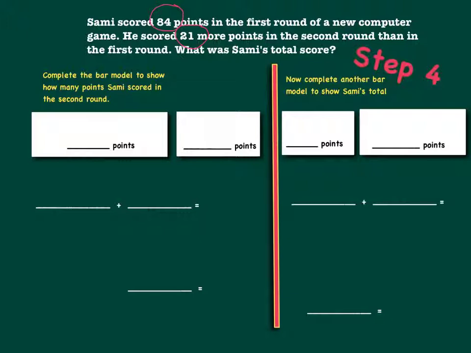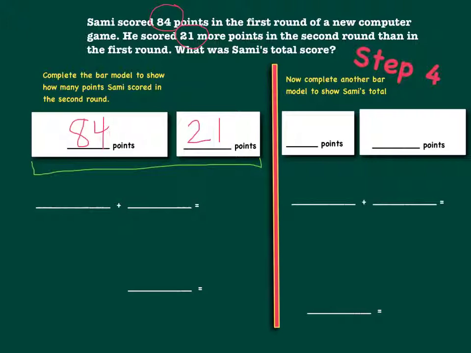So I'm going to use the big bar right here, and I'm going to write down how many points Sammy scored in the first round. That is 84. Then in the small bar, I'm going to write 21 because I know that's how many more points he scored in the second round. I'm going to take those 2 bars and I'm going to add them together to get his total points for the second round.